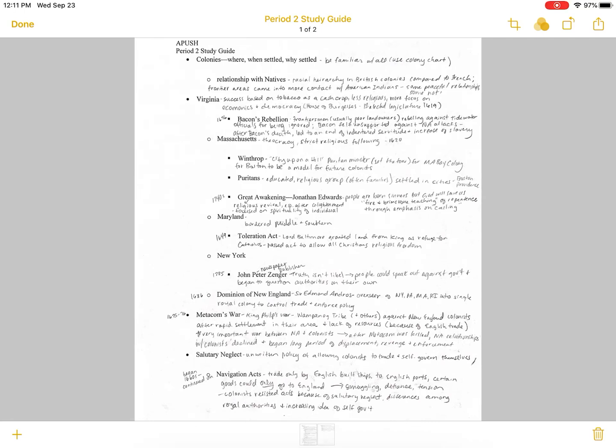If you were rich, you might go to Virginia, but you got to be pretty wealthy in order to go into Virginia, unless you want to go way out in the frontier land.